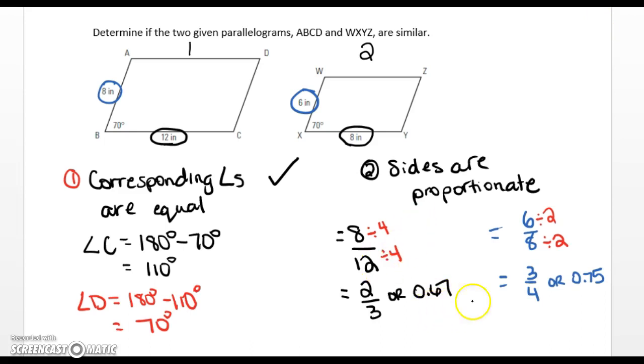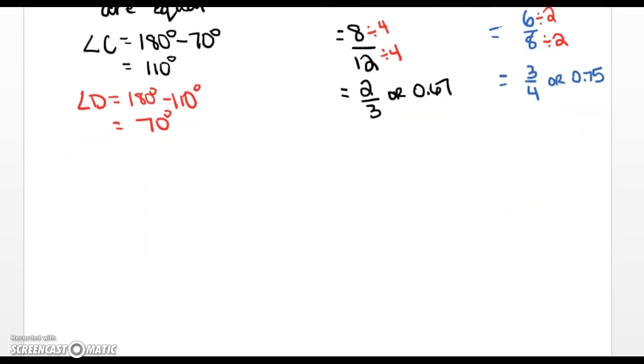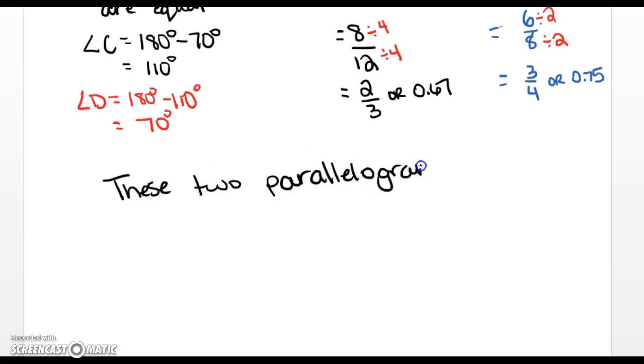So here you can tell that both of these decimals and those reduced fractions are not the same, which means that the sides are not proportionate. So in order to be proportionate, you'd have to get the exact same fraction or exact same decimal. So are parallelograms ABCD and WXYZ similar? And the answer to that is no. So you could say these two parallelograms are not similar since their sides are not proportionate.